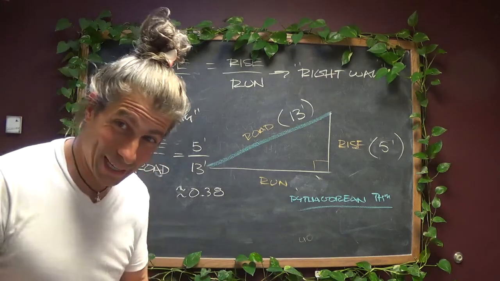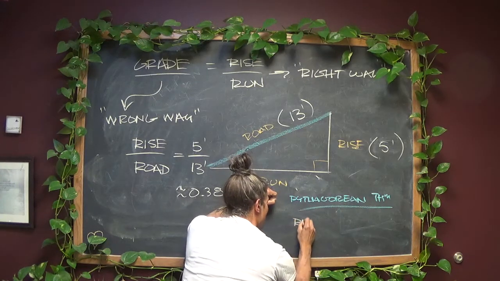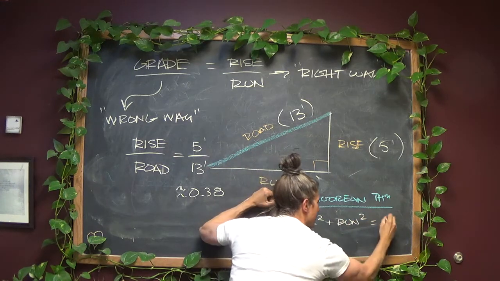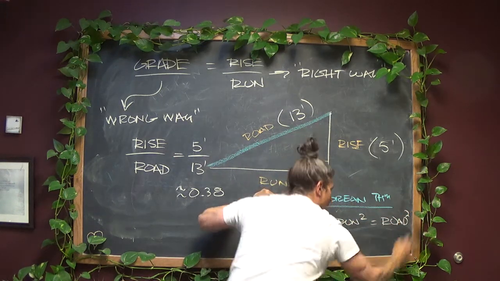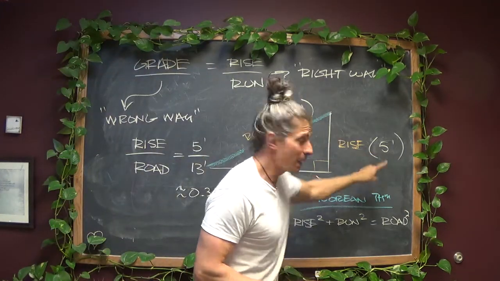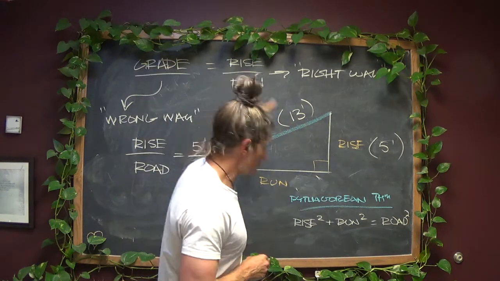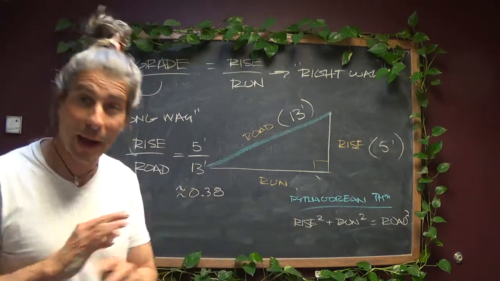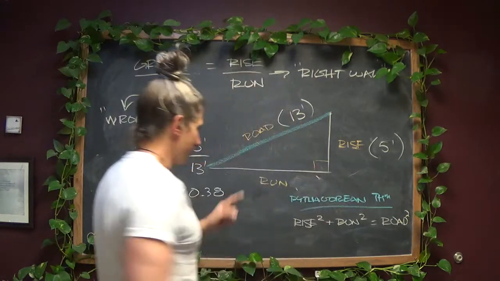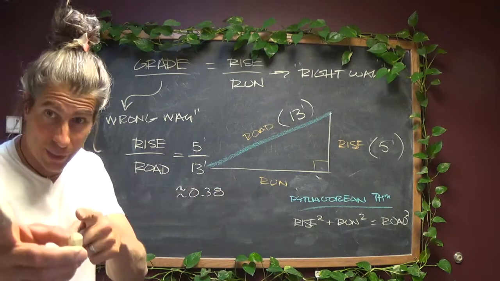So I think a better way of discussing Pythagoras' theorem is saying that the rise squared plus the run squared equals the road squared. So in other words, that number squared plus whatever this number is squared equals that number squared. And that's for any right triangle, not just this one, but for any triangle that's got a right angle right there, this will work. So for this particular triangle, we can calculate what the run is. Check it now, bear with me here.